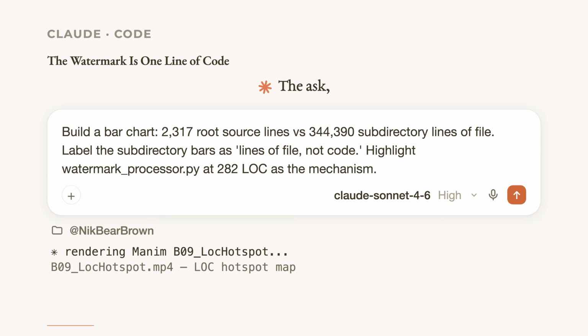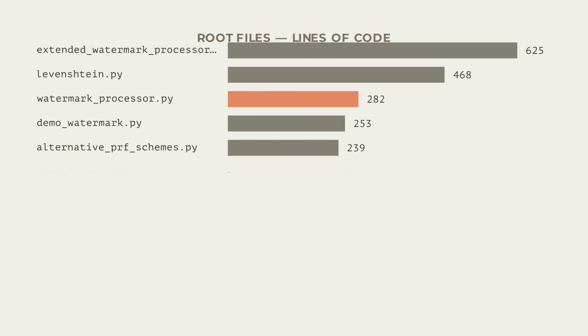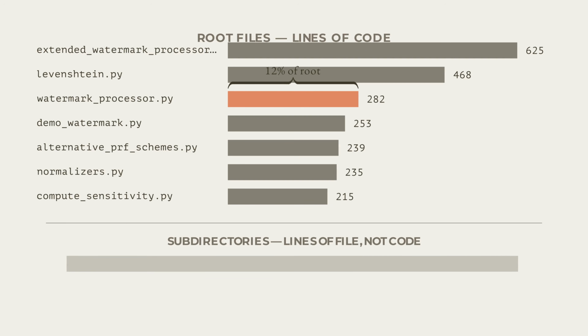The ratio. 2,317 root source lines. 344,000 lines of file across the 4 subdirectories, but most of that is Unicode lookup tables and experiment JSON, not source. watermark_processor.py is 282 lines. That is 12% of the root and less than 1/10 of the tree. The idea is 282 lines. Everything around it is apparatus.